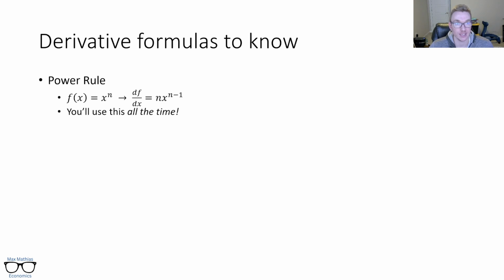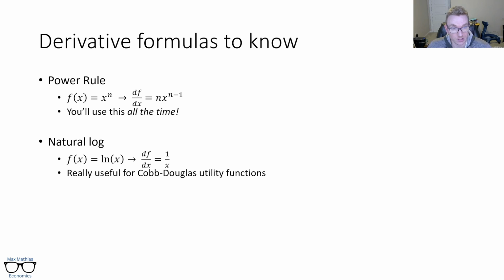The power rule is applicable for everything, basically except, not even except the natural log, right? The natural log leads us to a weird thing, right? Where natural log of x, its derivative is 1 over x. Honestly, I can't think of a thing where the power rule doesn't apply. So very useful. You'll use the natural log one, particularly when you're doing utility functions like Cobb-Douglas, but also if you're doing something like econometrics or whatever, log is a very useful function that we use all the time.